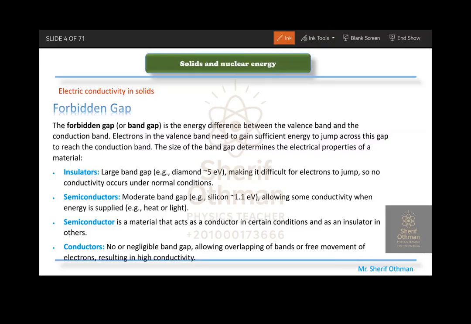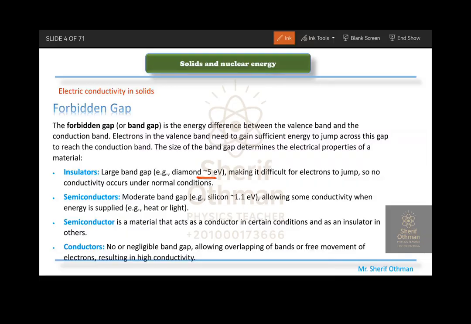We have three different materials: insulators, semiconductors, and conductors. In insulators, there is a large band gap, like diamond, which has an energy of 5 electron volts, which makes it difficult for electrons to jump, so no conductivity occurs under normal conditions. In semiconductors, the material can conduct electricity in certain conditions by adding some energy to the electrons to overcome the forbidden gap.